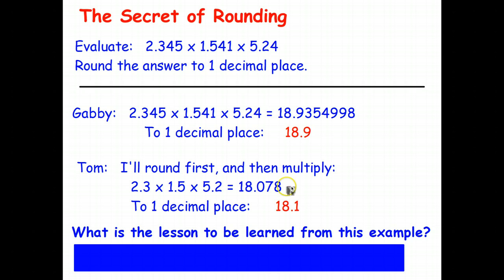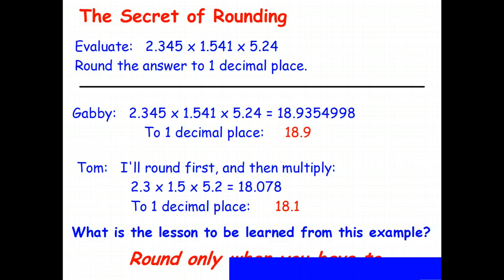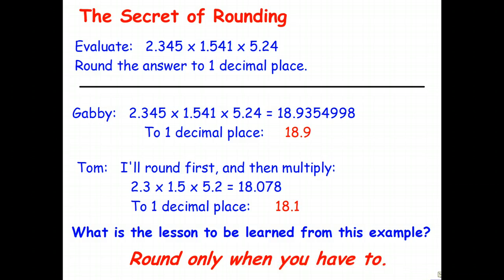But have a look at the two answers. Gabby kept all of her decimal places and got that answer. Tom rounded off first and then multiplied and got that answer. Hopefully you can see Gabby's is correct, and Tom's is incorrect. So the lesson from all of this is, maybe not too surprising now, round only when you have to. You didn't have to round until the last step, so do it in the last step.